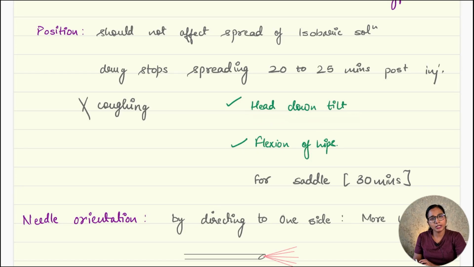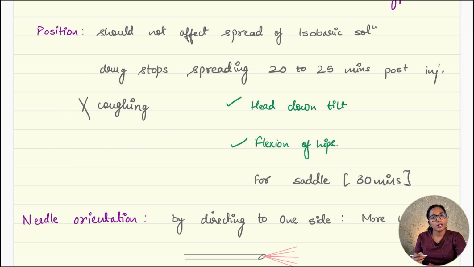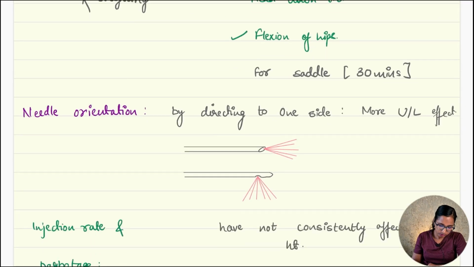We have to make the head down tilt so that the drug ascends. Flexion of hips helps in straightening of the spine curvature. For saddle, we have to make the patient sit for 30 minutes. 30 minutes is written in Miller's. What we use in our hospital is 10 minutes and we achieve the effect in 10 minutes as well. Coughing or straining has no effect on ascent of the drug.